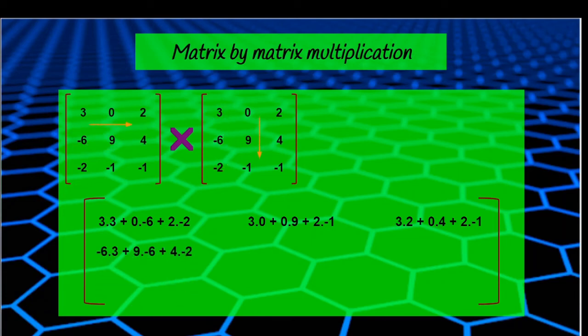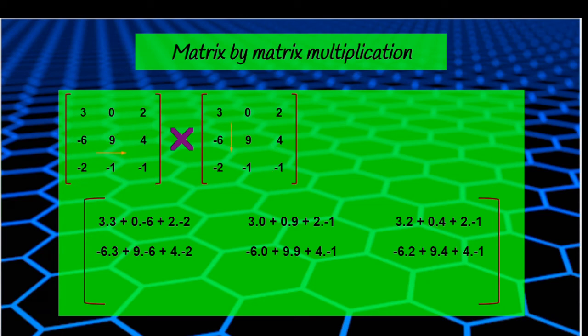We remain on the second row of the multiplier but move to the second column of the multiplicand. We multiply the first values, we multiply their second values, we multiply their third values, then add them together. Then still on the second row of the multiplier, we move to the third column of the multiplicand. We multiply their first values, multiply their second values, and multiply their third values. Then we add them together and place them here.